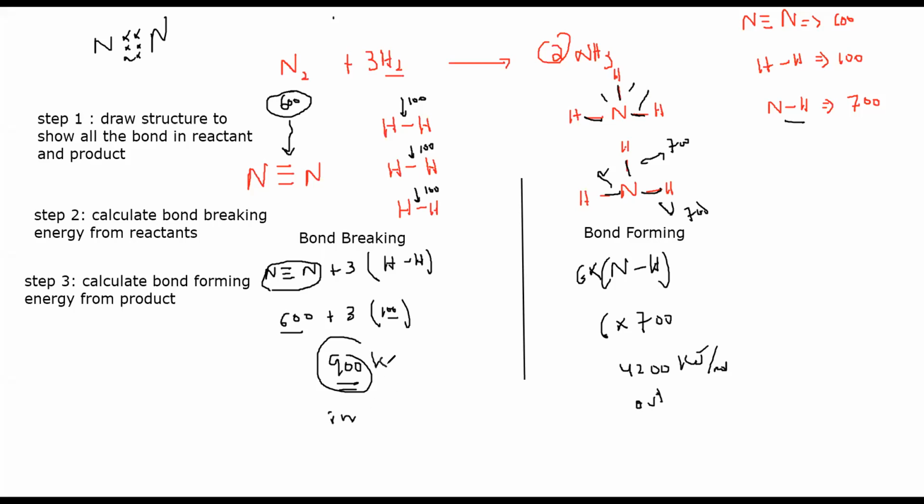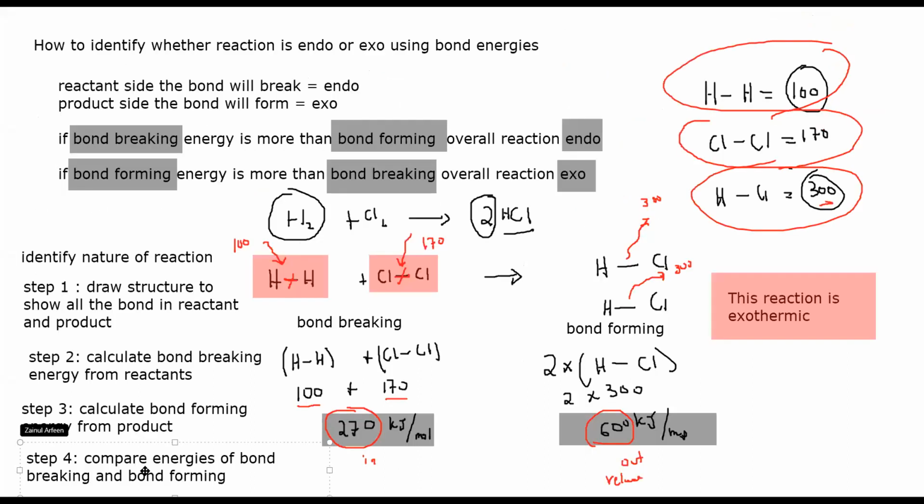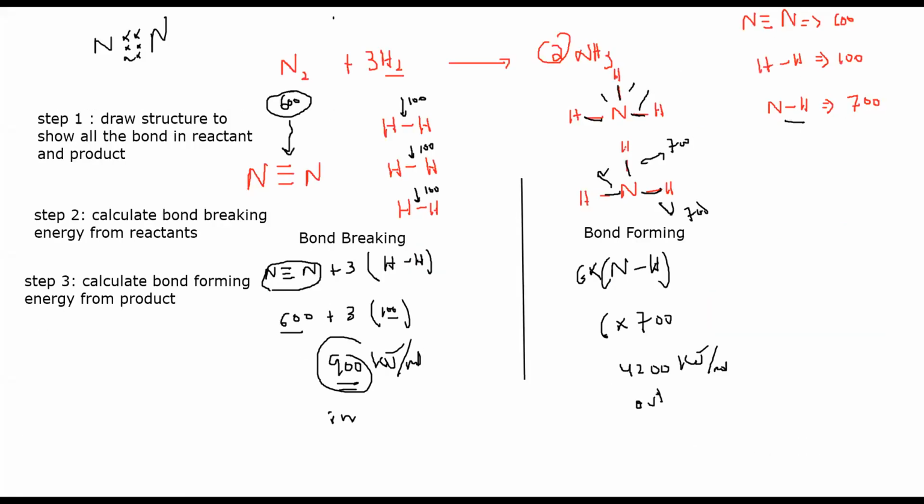Which energy is more? Energy given out or energy taken in? In this example, which energy is greater? Energy out. So basically, this overall reaction will absorb energy and it will release energy, but the energy release is more than the energy absorbed. If energy given out or bond forming energy is more, it means this reaction is exothermic.